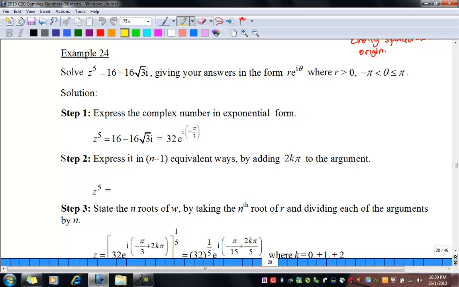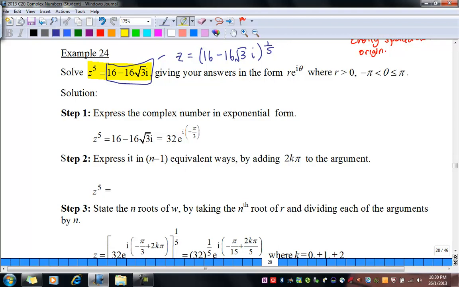We will now look at example 24 to further reinforce our concept of how to find the nth root of a complex number. In this case, I want to solve this complex equation which says that z to the power of 5 is given by this complex number over here. And what this tells me is that z should be equal to this complex number to the power of 1/5, which means I want to find the fifth roots of this complex number here.